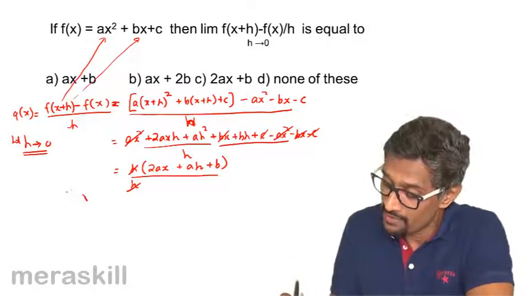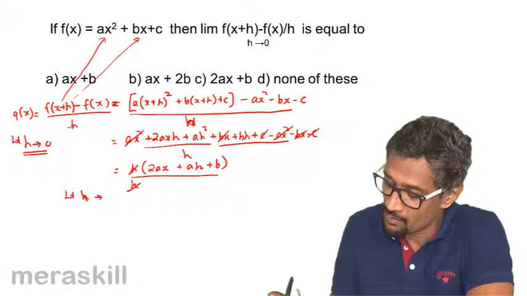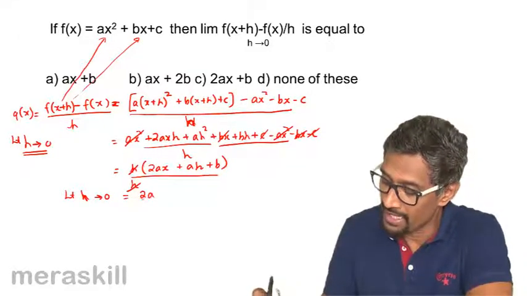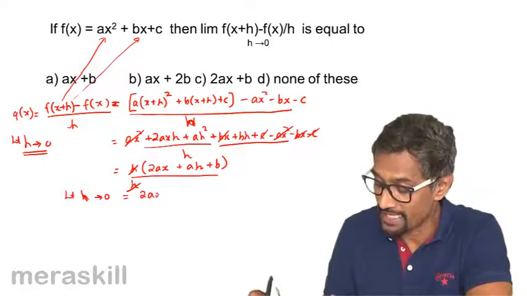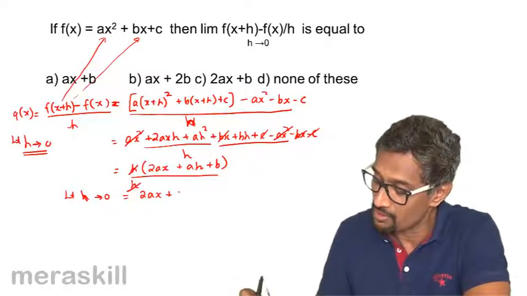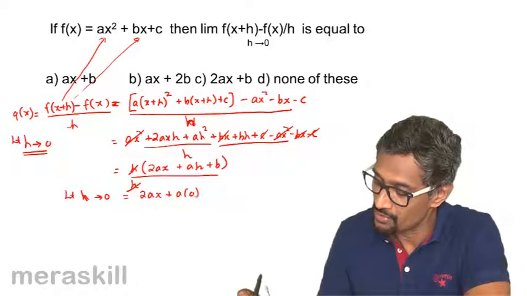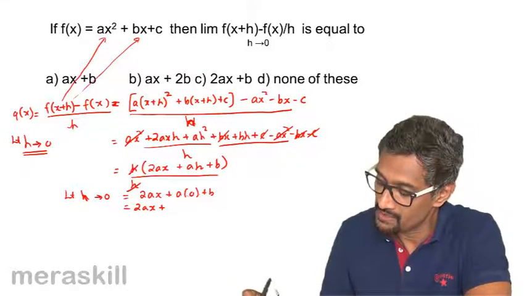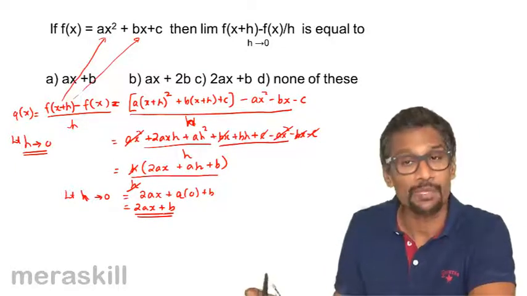So now the limit as h approaches 0 in this case is nothing but 2a. As h approaches 0, x would remain as it is. Instead of h you put 0 plus b. So you get 2ax plus 0 plus b, that is 2ax plus b.